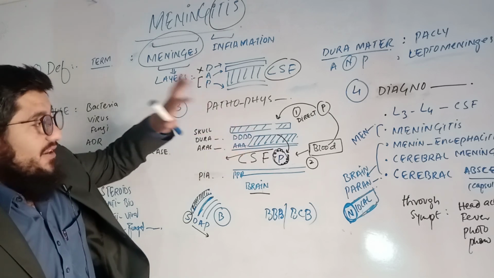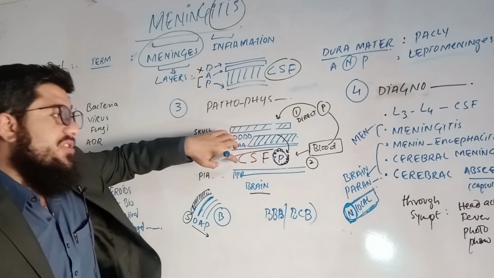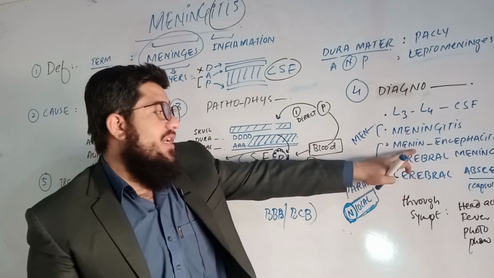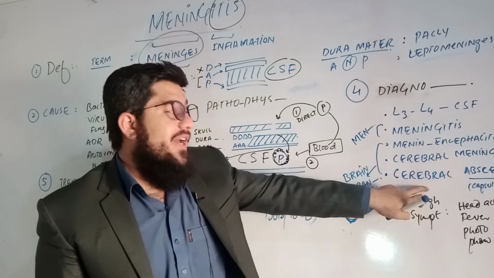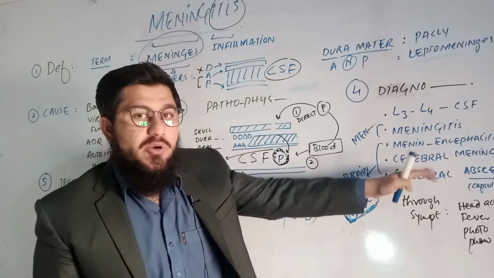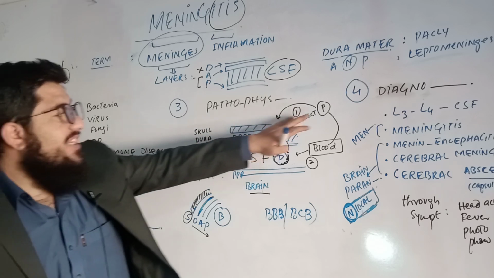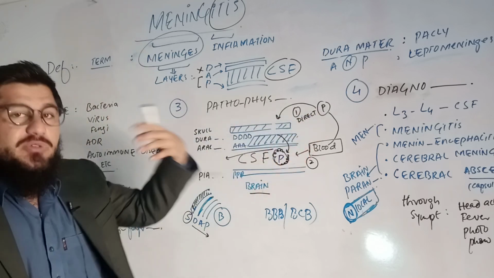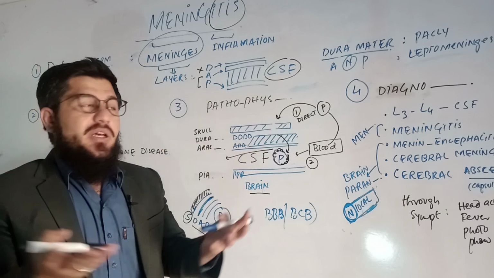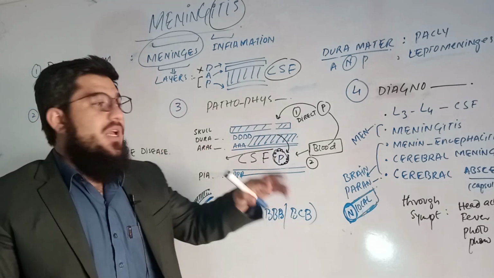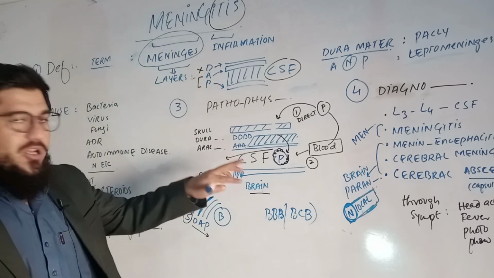When the infection and inflammation is other than this place, other than the meninges, then we get terms like meningeal encephalitis, meningeal cerebral meningitis, and cerebral abscess. We'll tell you about this in the diagnosis section. First of all, coming to the point: the pathogen approaches the CSF, WBCs will come and release cytokines. Those cytokines then lead towards the inflammation, and that is called meningitis, because of the pathogen.